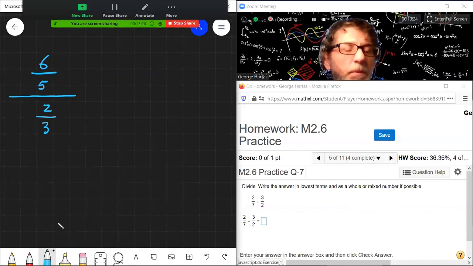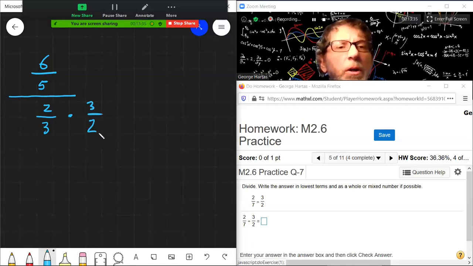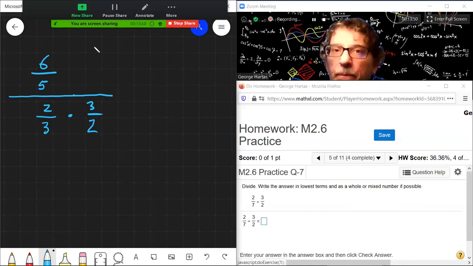So here we go. I'm going to multiply by the reciprocal here, which is 3 over 2. Now recall that we can't just do something to the bottom of a fraction, right? We don't want to mess up the ratio. Whatever we do to the bottom, we got to do to the top. We have to keep the same ratio. So if I multiplied the bottom by 3 over 2, I got to do the same thing here.